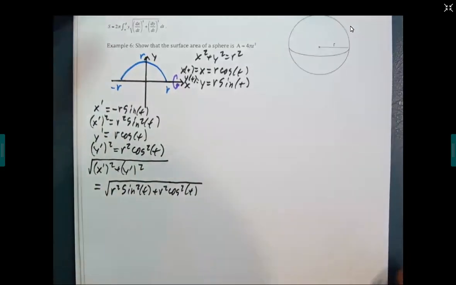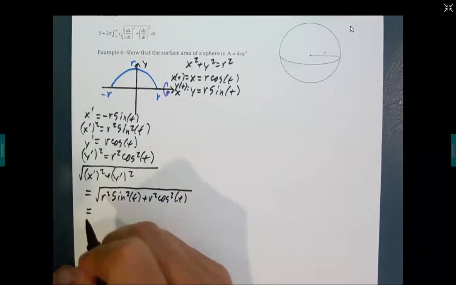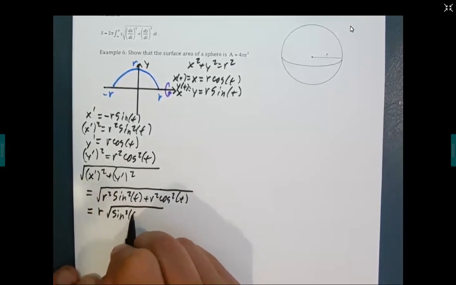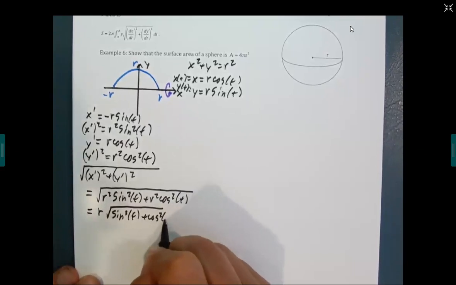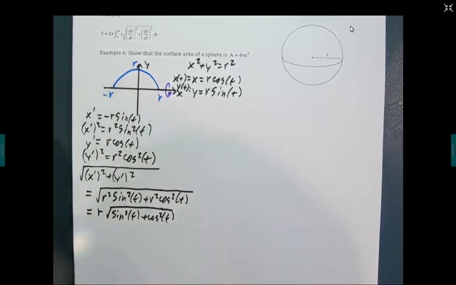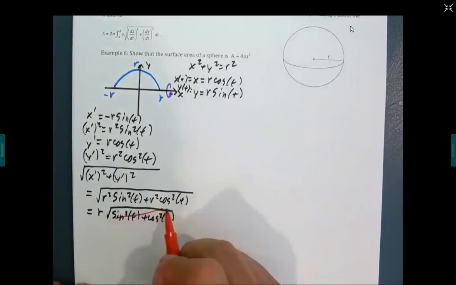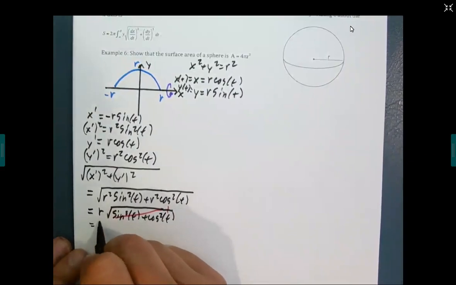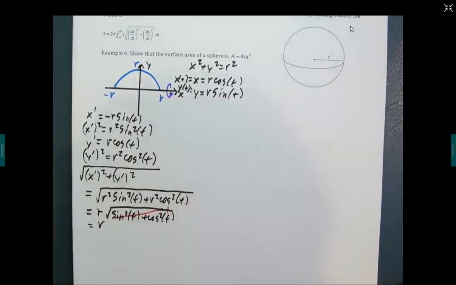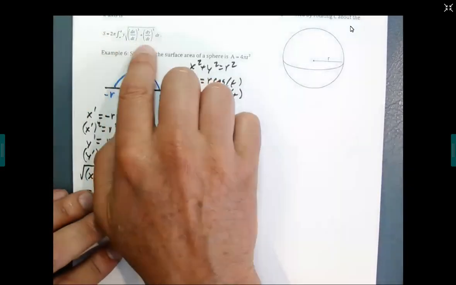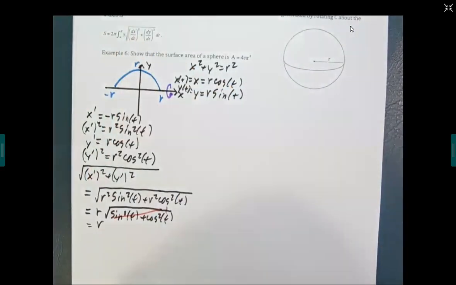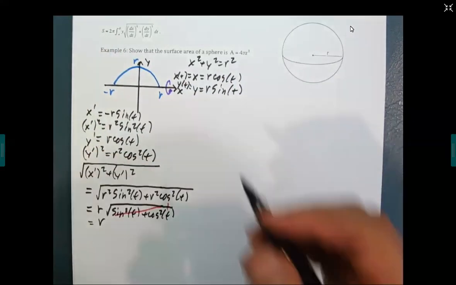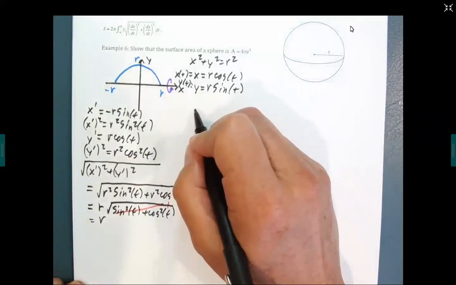If you factor an r squared out, and of course we know what that is. That whole thing turns into a 1. So this means it's just r, meaning all of this, all of that is just an r. Now y is y. So let's find our surface area.